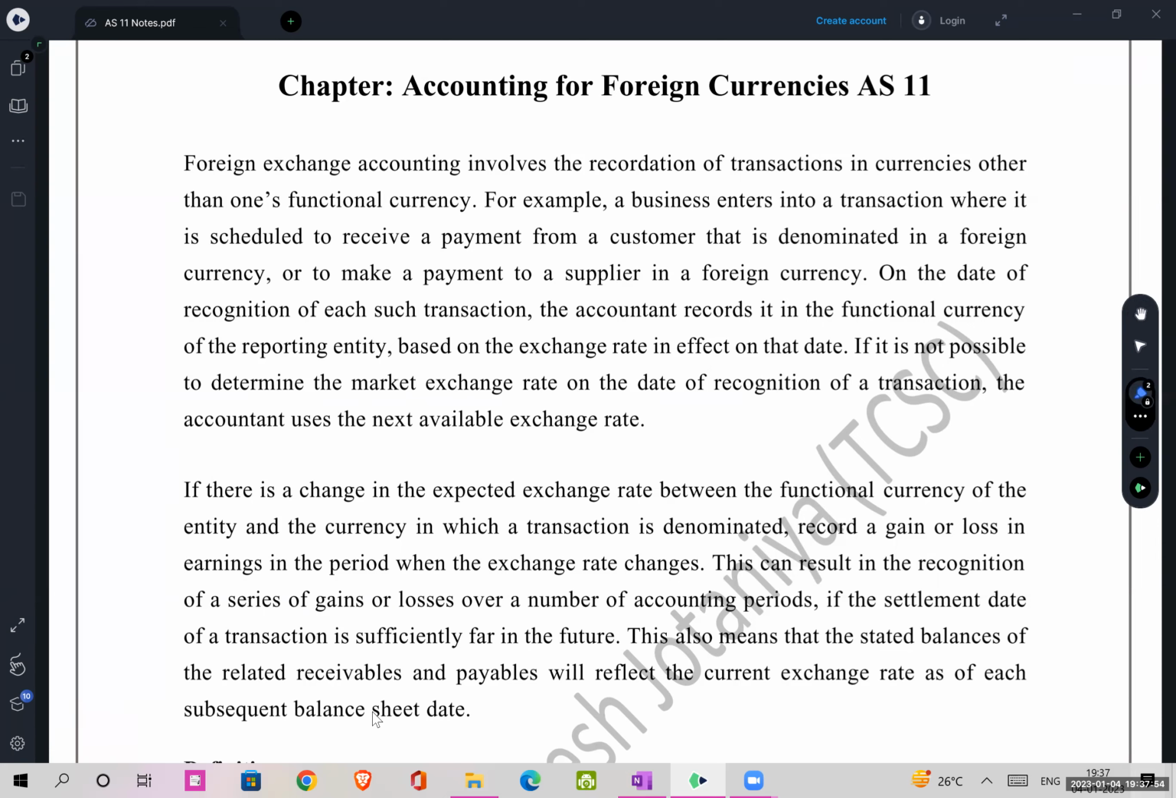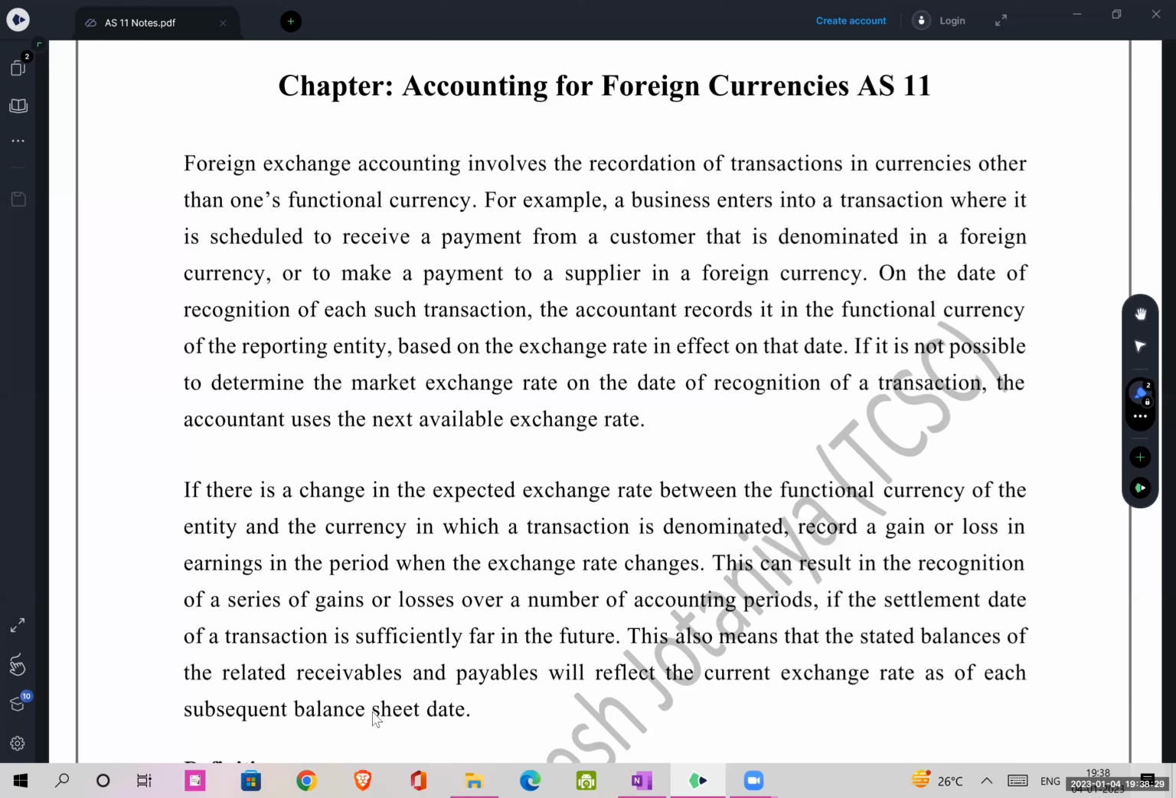For example, a business enters into a transaction where it is scheduled to receive a payment from a customer that is denominated in a foreign currency, or to make a payment to a supplier in a foreign currency. So if I'm an exporter, that means I have done sales. The money that I will receive will obviously be in dollars or pounds, and I have to convert it into rupees while recording in India.